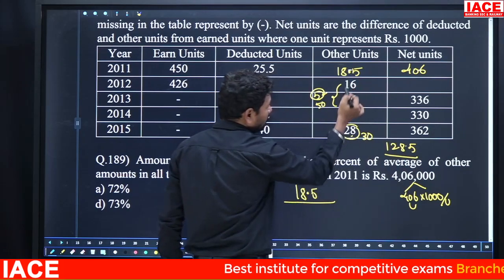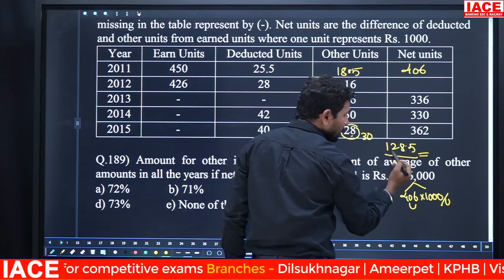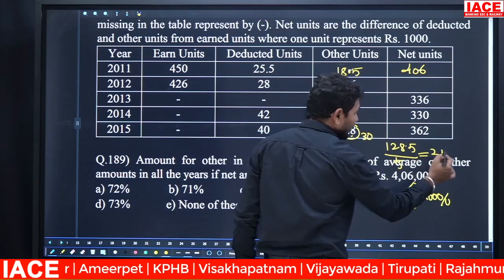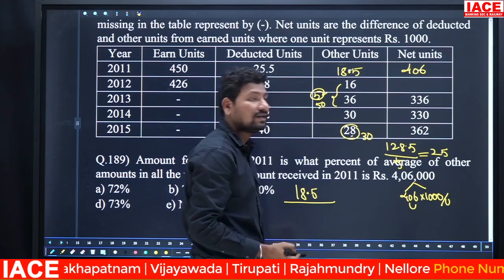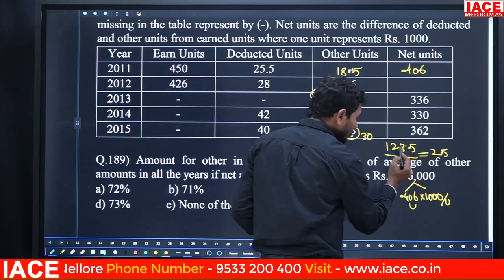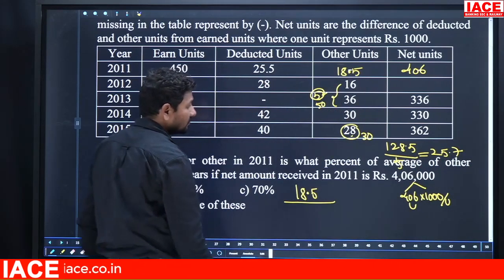128.5, divided by 5. 5 how many times? 5 twos are 10. Next to 28, 5 fives are 25. The remaining is 3.5. It is a 7. 5 sevens are 35. So 25.7.